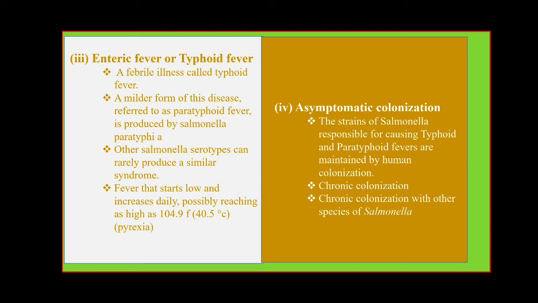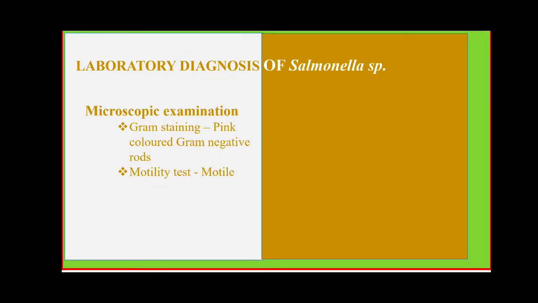And the fourth one, asymptomatic colonization. The strains of Salmonella responsible for causing typhoid and paratyphoid fevers are maintained by human colonization. And then chronic colonization, the chronic colonization with other species of Salmonella.